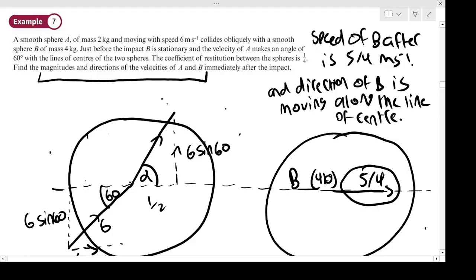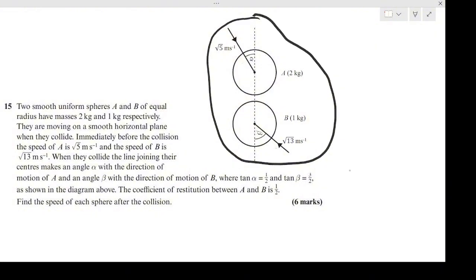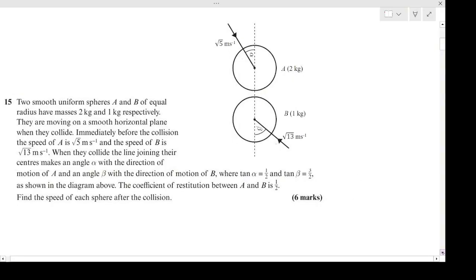There we are. Okay, so I want to go over a question where the line of centers is going to be vertical instead of horizontal. So it's going to look like this, right? So you can see the line of centers in the middle is vertical now. So I want to look at how you can deal with that sort of thing, right?